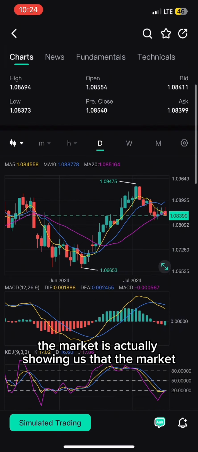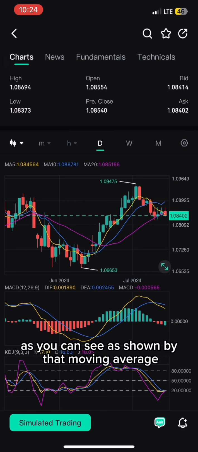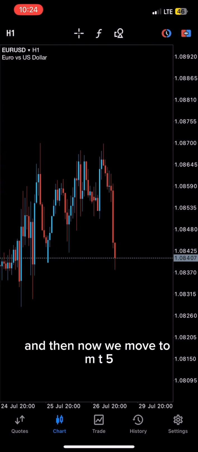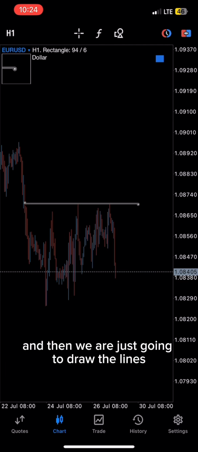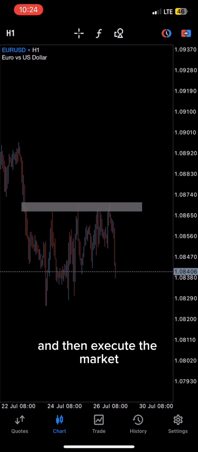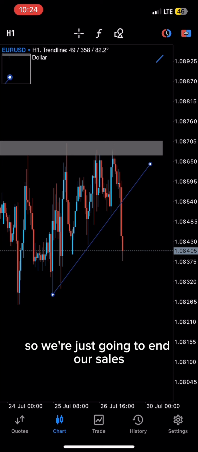As you can see, the market is actually showing us that it is being dominated by the bears, as shown by that moving average convergence divergence zone. And now we move to MT5, and we are just going to draw the lines and then execute the market. The market is showing us selling pressure, so we're just going to enter our sales.